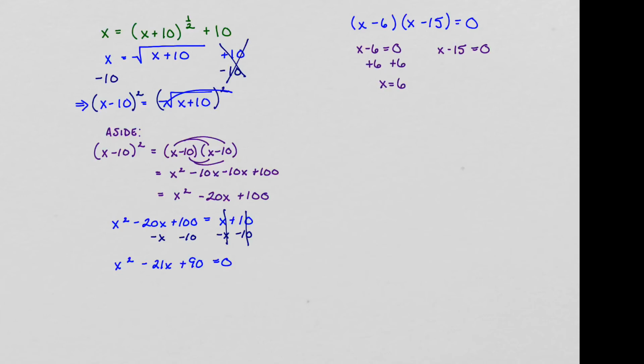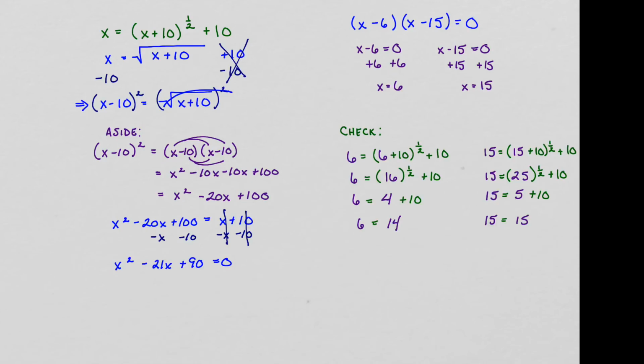In one case, we're saying our answer is x is equal to 6, and in our other one, we're saying that x will be equal to 15. But of course, we should double check our work. When we take a look at the checks, when we put our solutions back into the original equation, we get the following statements.